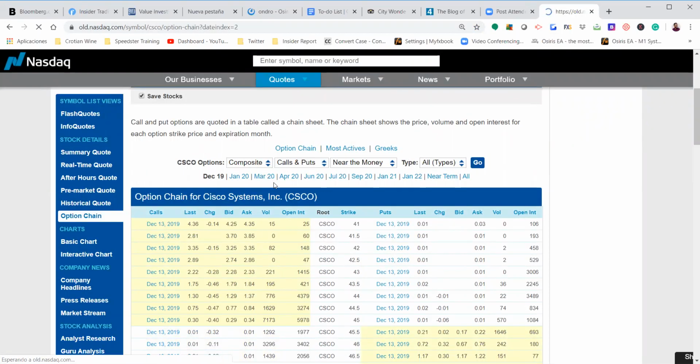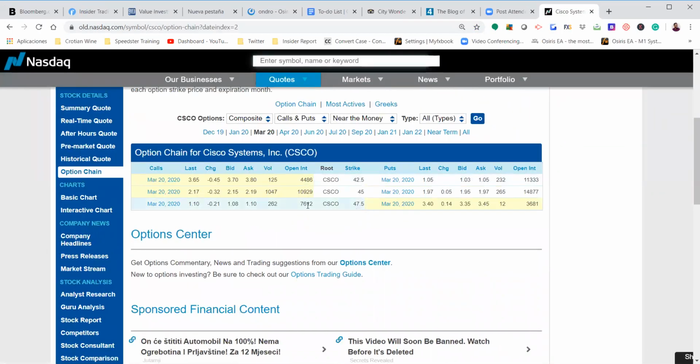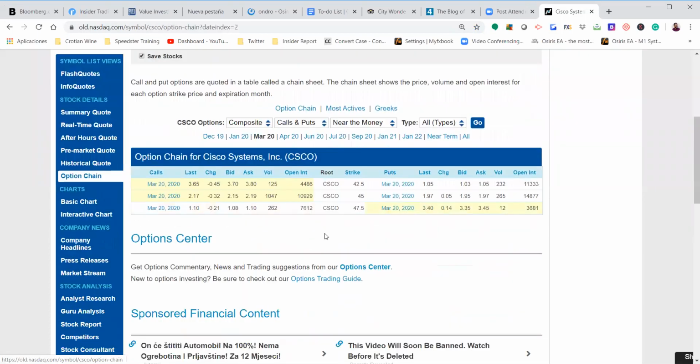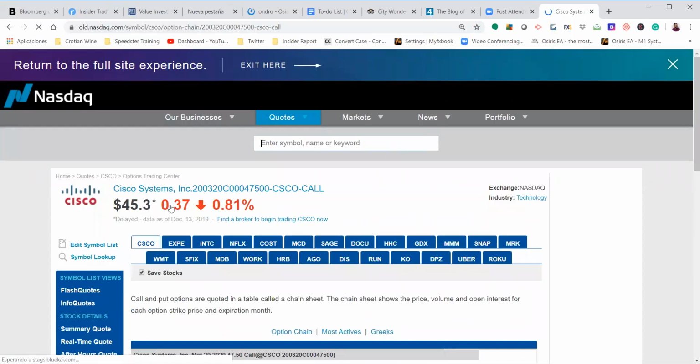Now, March could be an option. Let's take a look. Where is that $50? 47. Oh, that's not bad. Look at the action. But let me use this one. 47.50 strike.